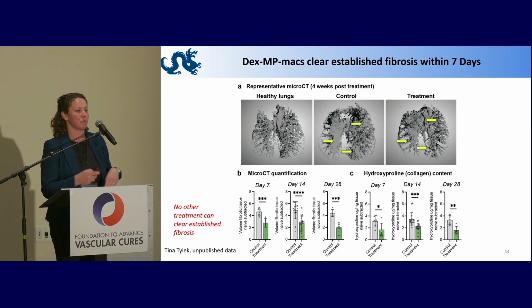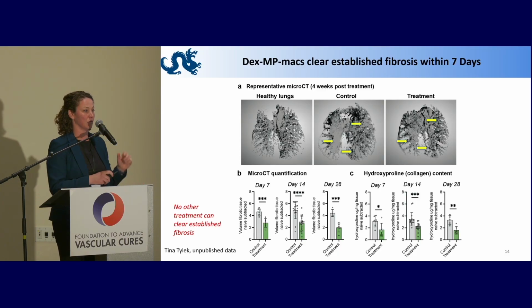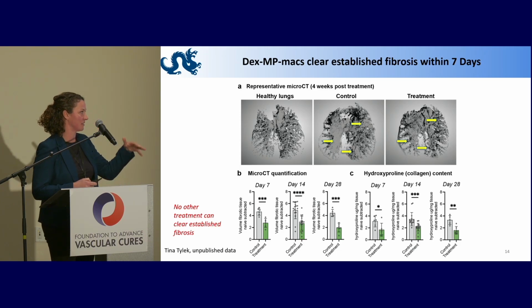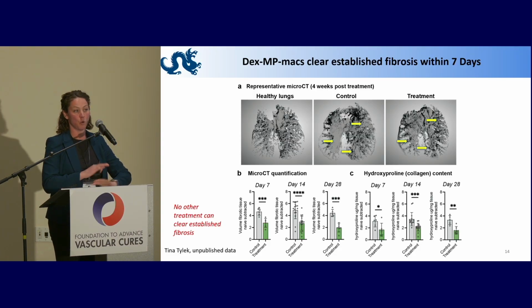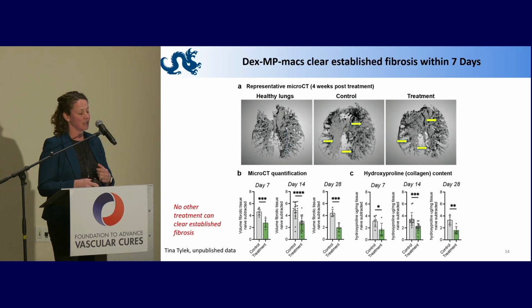And we measured it with 3 independent methods at this point: whole lung micro-CT, a hydroxyproline assay, which is a biochemical assay of fibrosis, and then histology, which I'm showing here. And to my knowledge, no one else has ever reported true clearance of established fibrosis. And so that's why I started the company based on this data.